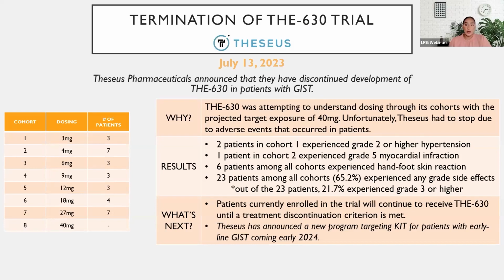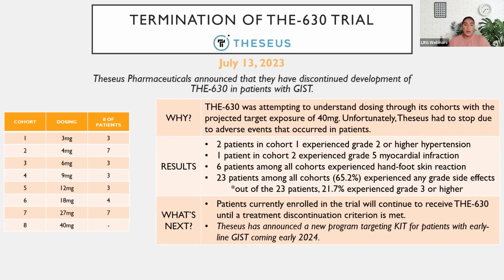Next, I want to share updates from the Theseus trial. The THE 630 trial has unfortunately been terminated as of earlier this month. So why did they discontinue development? Theseus was attempting to understand dosing through its cohorts with a projected target exposure of 40 milligrams. Unfortunately, they had to stop due to adverse events that occurred in patients.